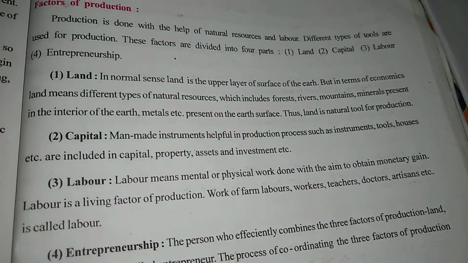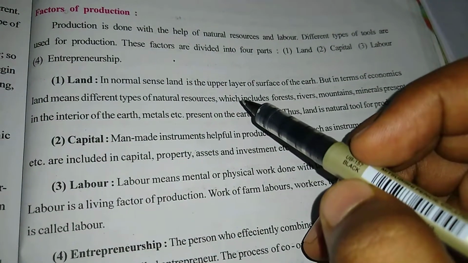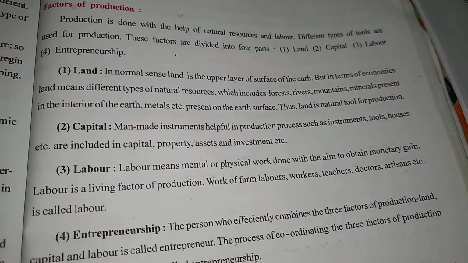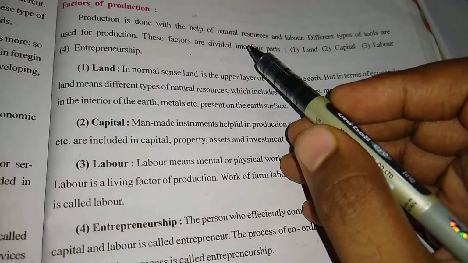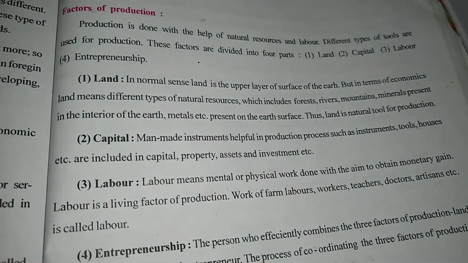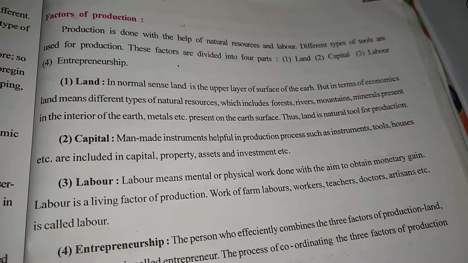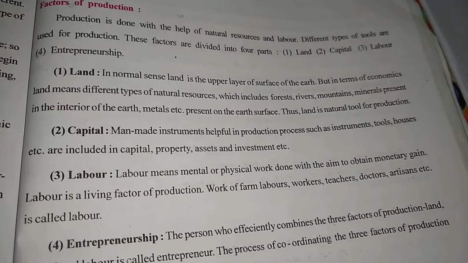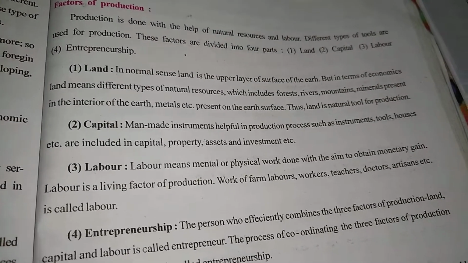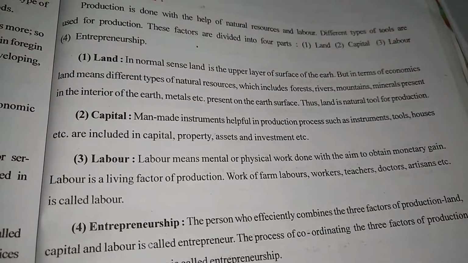Anybody in the world, if they want to go for production, can do so with the help of natural resources and labor. When you combine natural resources processed by labor, automatically you will get production. So you can frame an equation: production is equal to natural resources plus labor. Different types of tools are used for production. If you want to produce something, we require a variety of tools.